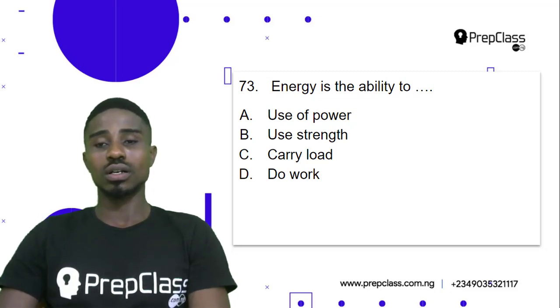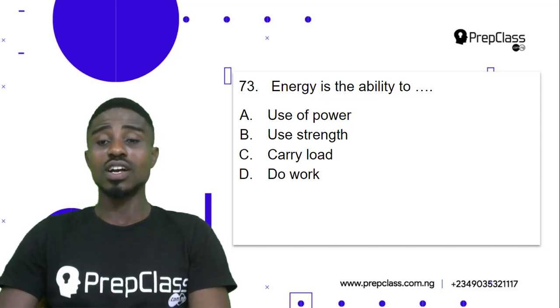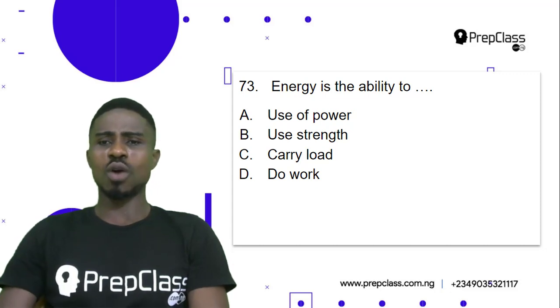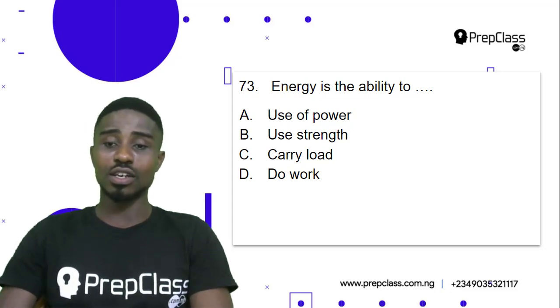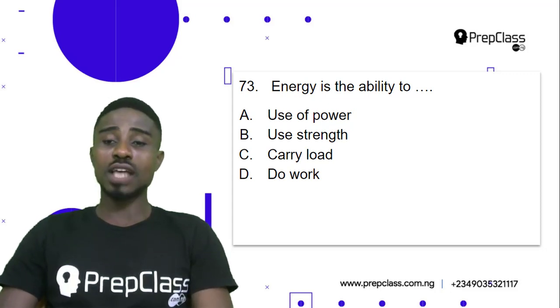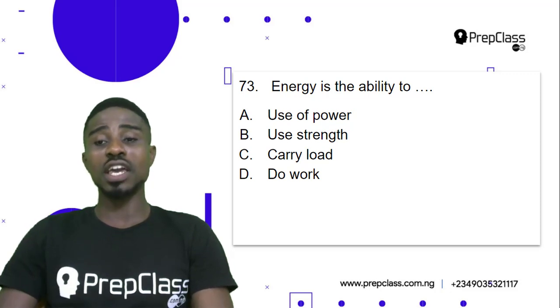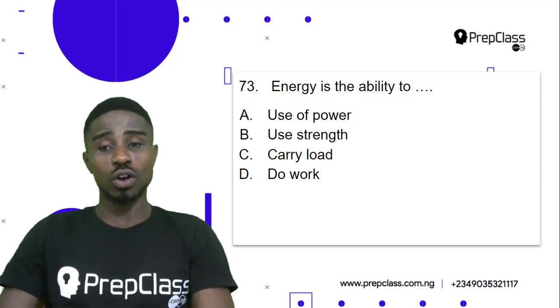For us to carefully select the correct answer, we need to analyze all of the options and select the one which best answers our question. Now, we're talking about energy. Energy is basically the ability or the capacity to do work. For example, as humans, if we don't have energy, we can't do work.